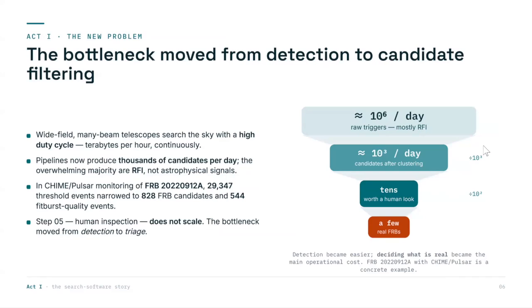A CHIME example on FRB 20220912A shows this clearly. There are nearly 30,000 events over threshold, and only 800 are true FRB bursts. So the bottleneck has changed. Earlier, it was hard to find anything. Now, it finds too many signals, so we need to extract the true signal from many false signals.